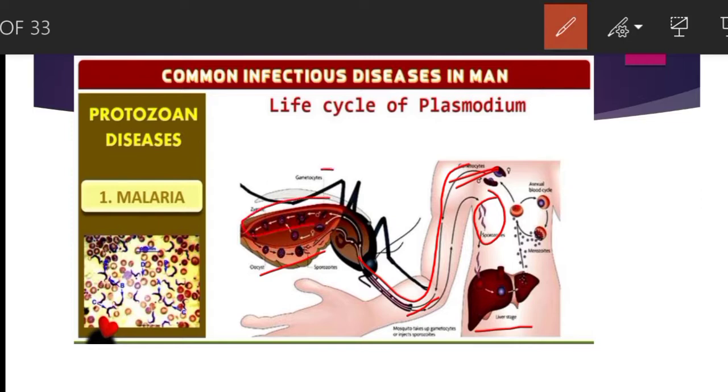Here you can see development of the gametocytes, that is the sexual stages, occurs in the stomach wall of the mosquito, and the gametes fuse to form the zygote. The zygote undergoes further development in the body of the mosquito to form the sporozoites. These sporozoites are then transported and stored in its salivary glands, and are transferred into another human through the saliva.